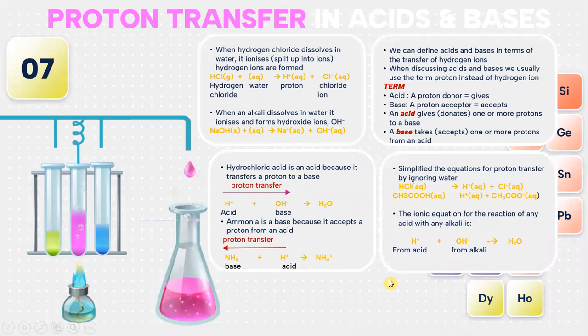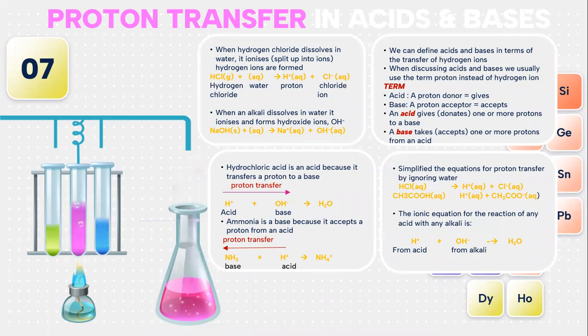Let's look into proton transfer in acids and bases. When hydrogen chloride dissolves in water, it ionizes, which means it splits up into ions, and at this point hydrogen ions are formed. So we can see hydrogen chloride plus water forms a proton and chloride ion. On the other hand, when an alkali dissolves in water, it ionizes and forms hydroxide ion, OH negative.